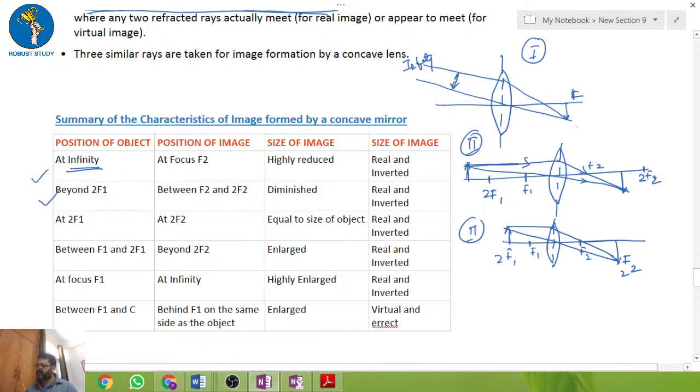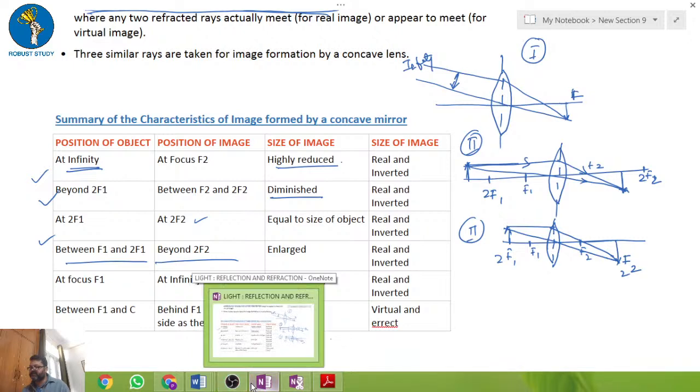Okay, it's 2F2. So similarly, if it is between F1 and F2, or beyond F2, the most important thing you have to remember is the size of the image. If it is highly reduced initially, this pattern remains the same. If you compare it with our reflection table, you can see it.